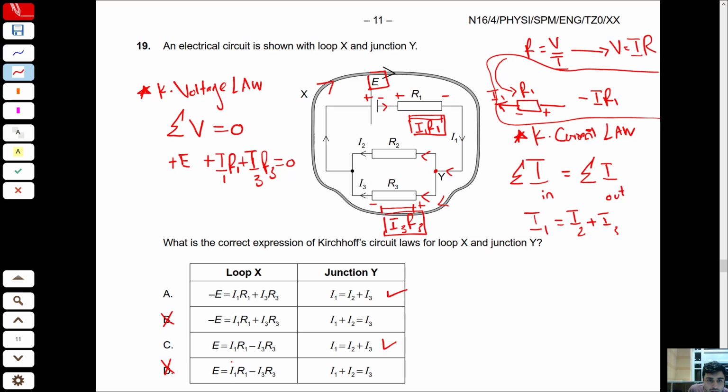So I think we need to make E the subject. Why don't we move this E to that side? I think it's much better. It becomes negative I1 R1 plus I3 R3. Yep, I1 R1 plus I3 R3. Just rearranging, just bring the E along to the other side of the equation and change the sign.